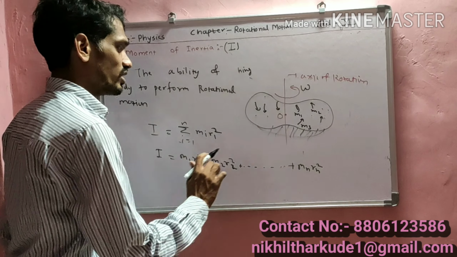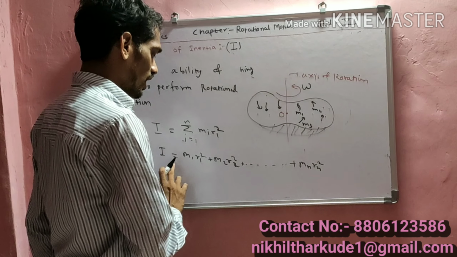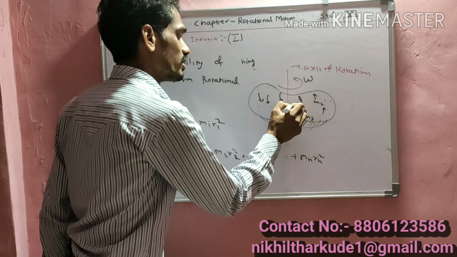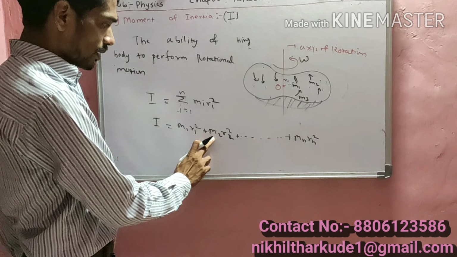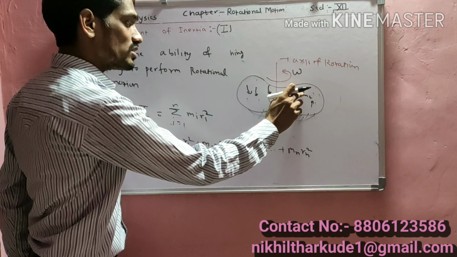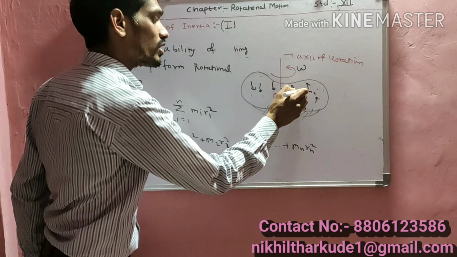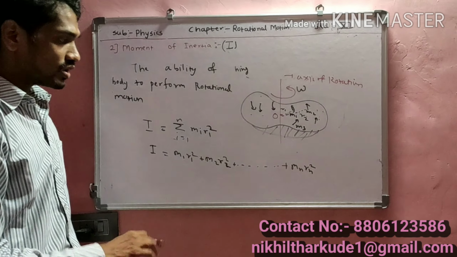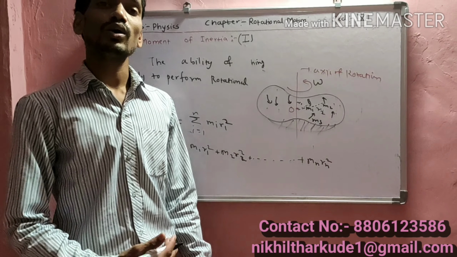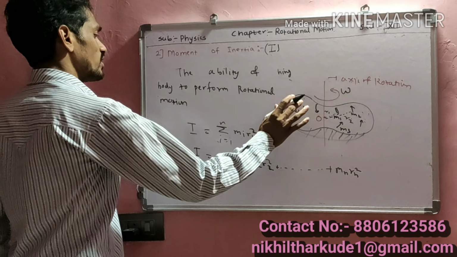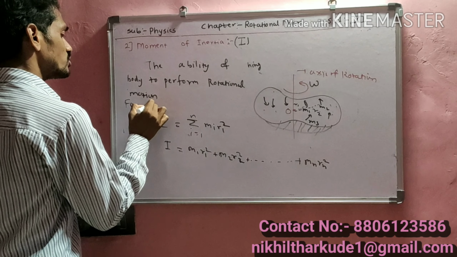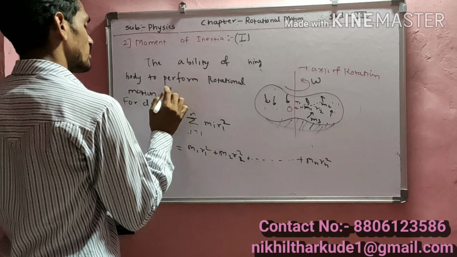So in this way we are going to define. What about m1? m1 is the mass of the first particle with radius r1. So what about m2 r2 square? r2 means the second particle with mass m2. So in this way m1 r1 square, m2 r2 square, and so on, mn rn square. If the distribution is discrete, then we describe it in this way: discrete distribution.